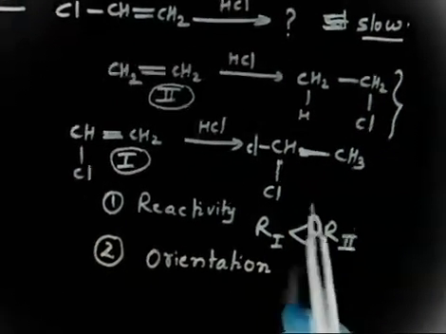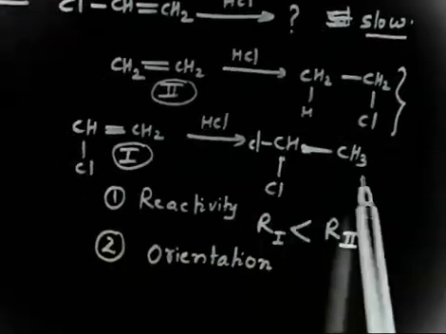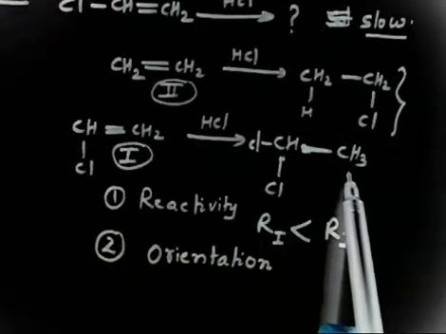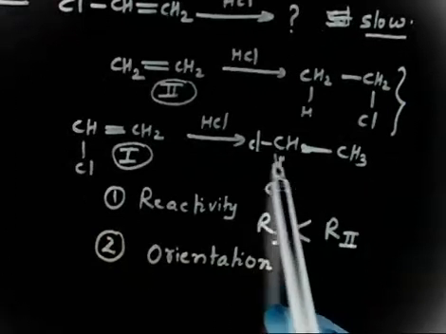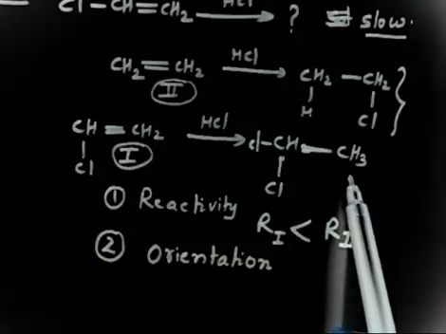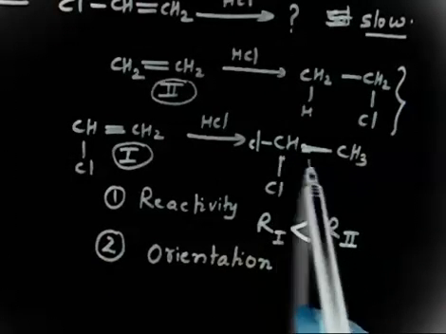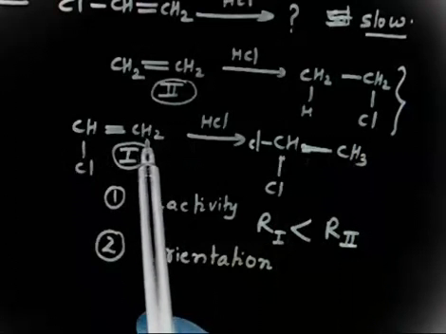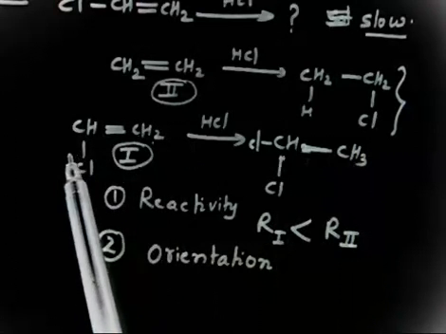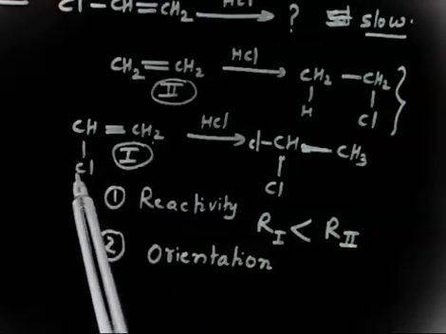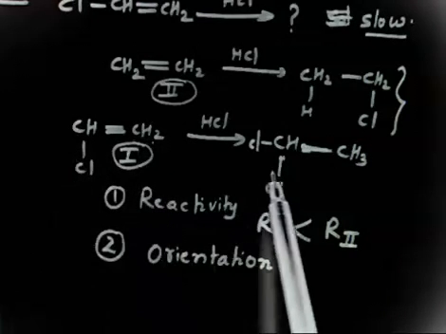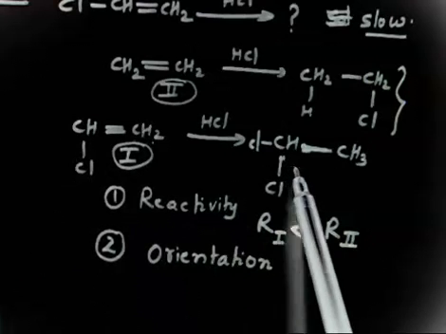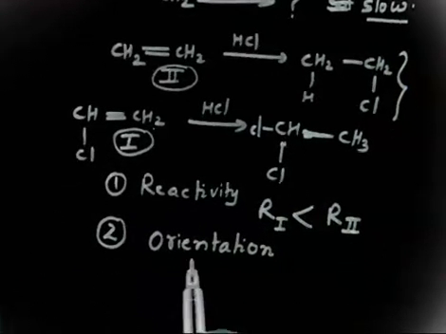Now you have to tell me why chlorine is adding at this position, why not at this position. If you add at the other position, what will be the product? CH2Cl, CH2Cl. Are you getting? You can add H plus here and chlorine here, or you can add H plus here and chlorine there. So you have two possibilities. If you add chlorine there, you will have CH2Cl, CH2Cl. But you are adding the two chlorines at the same point. So this means the second problem is of orientation.